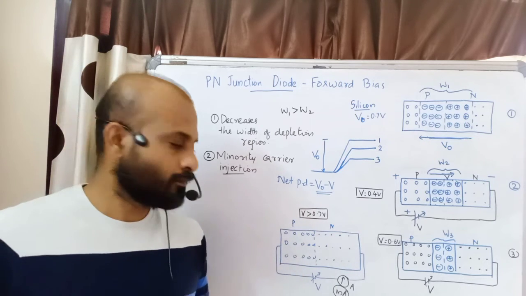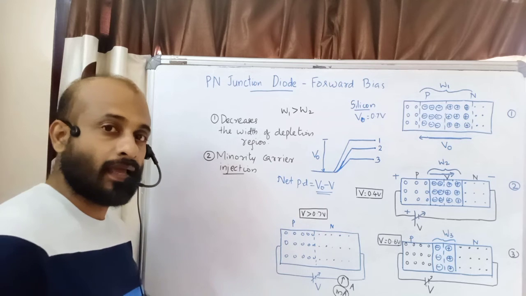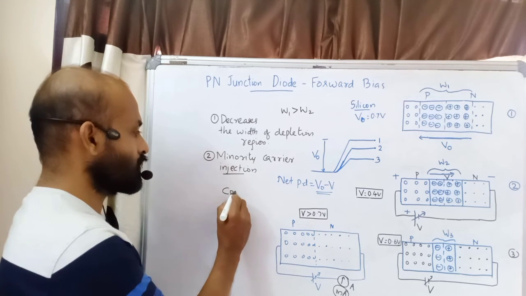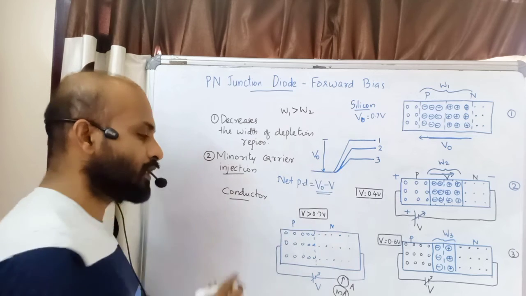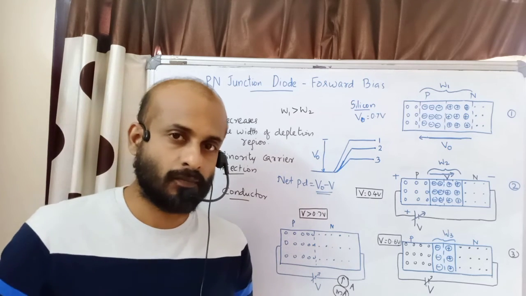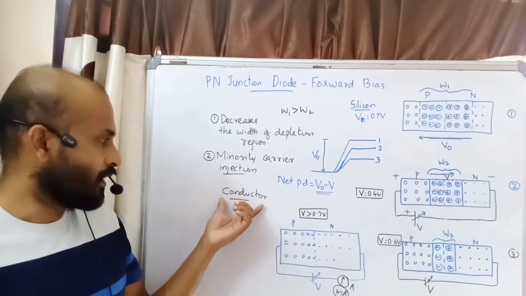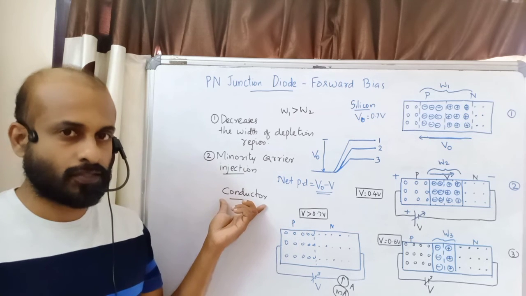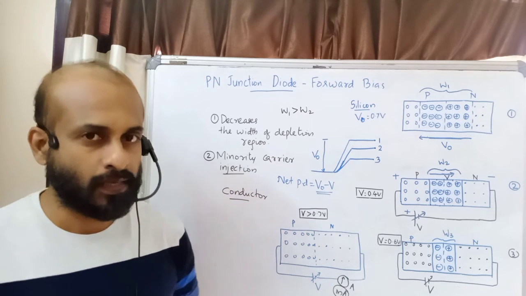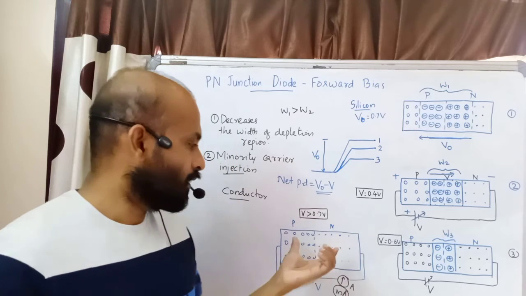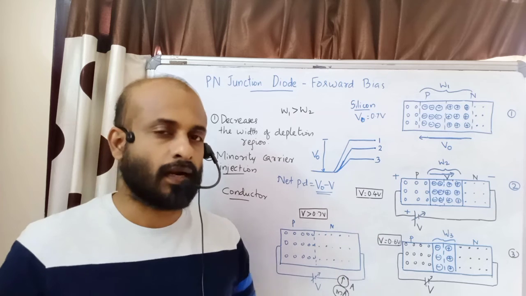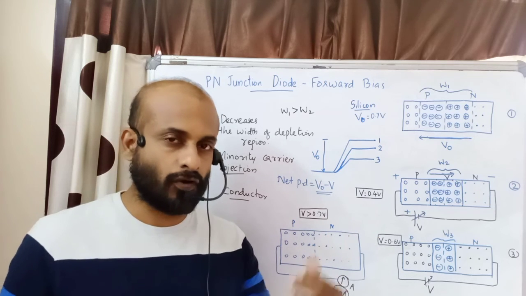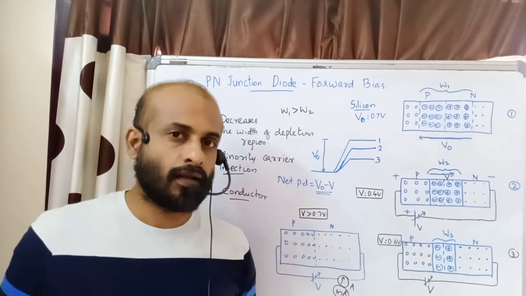During forward bias, a p-n junction diode behaves like a conductor. So the resistance will be very low. Actually, the depletion region was creating some resistance. Now the resistance goes on decreasing and it behaves like a conductor. Under forward bias, we can compare the p-n junction diode with a good conductor. During forward bias, a p-n junction diode will conduct.